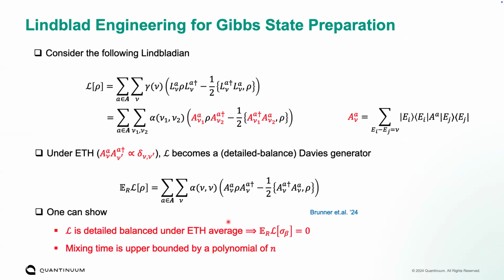And then another thing, but I won't go through it here as it's a bit complicated, but with another assumption, ETH also shows that the mixing time is upper bounded by a polynomial of n. So this is done by calculating the spectral gap of the Lindbladian. Maybe this is kind of expected if your system is chaotic, then you would expect the system to thermalize fast. And indeed, you can show that the mixing time is not too bad, at least not exponential. You can show that this is polynomial in n.